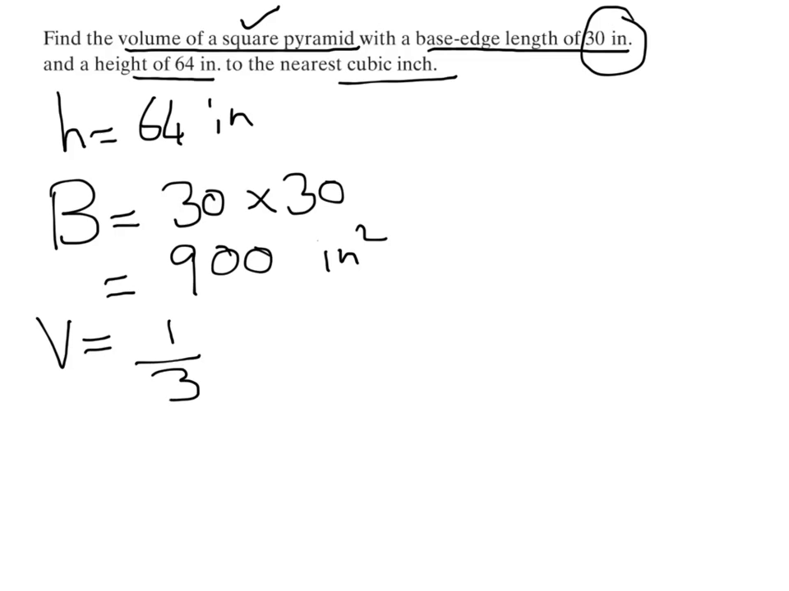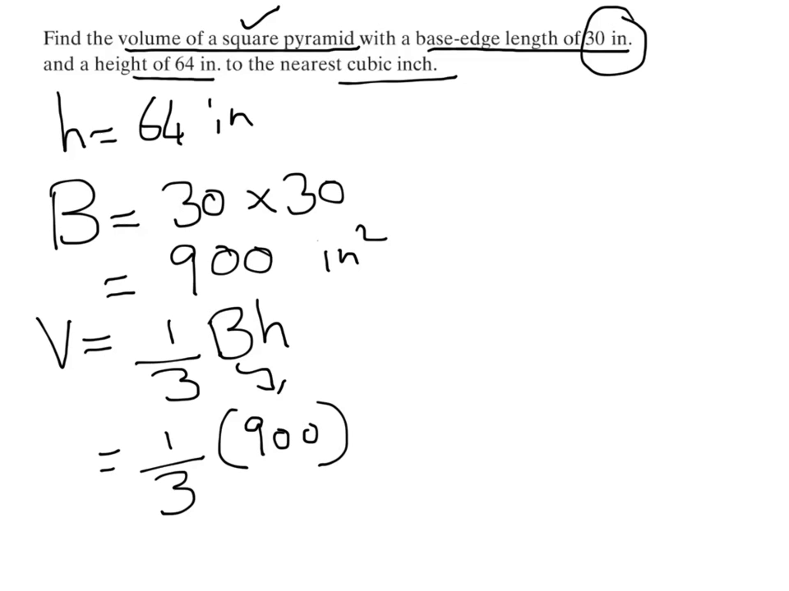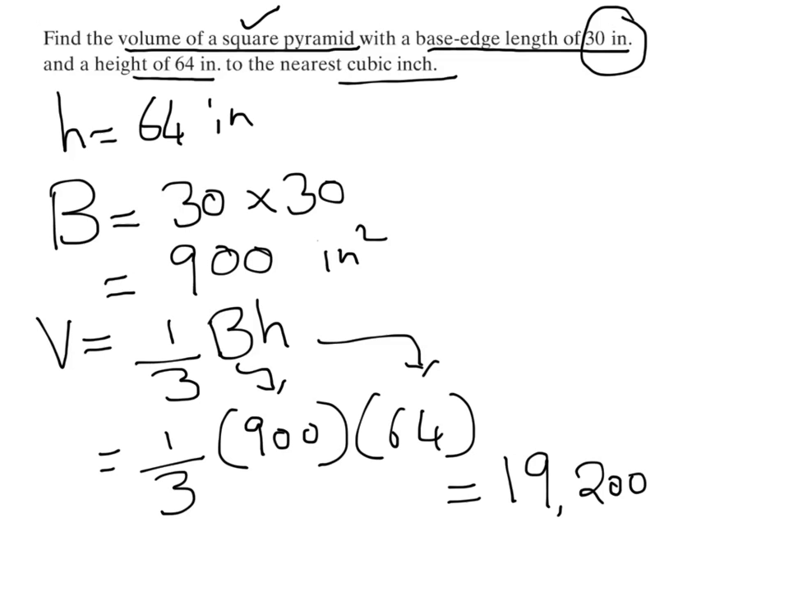What is the formula to find the volume of the pyramid? It is 1/3 area of the base times height. So which is going to be equal to 1/3 times area of the base, which is 900, times the height of the pyramid, which is 64. And that is going to be equal to 19,200 inch cube. That is going to be the volume of the square base pyramid.